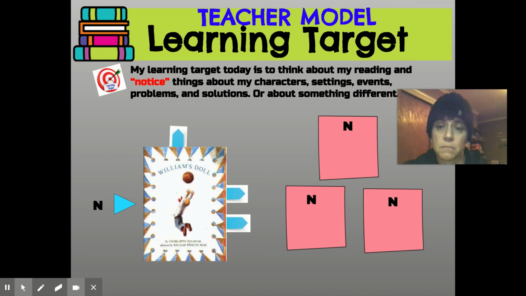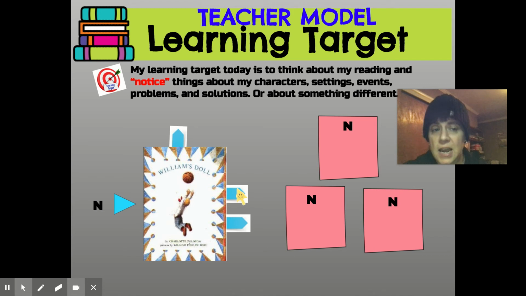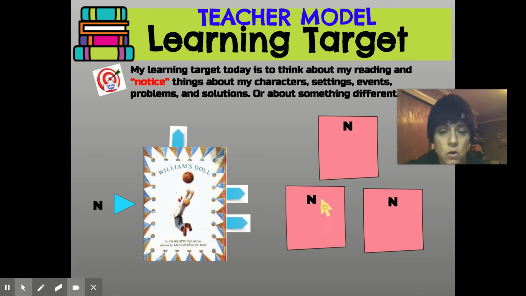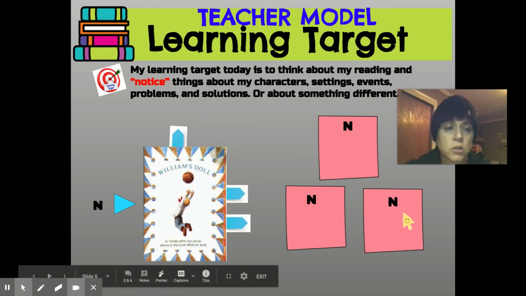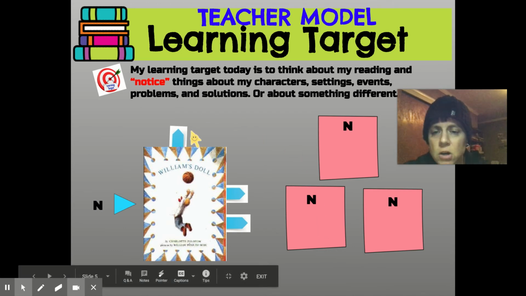Okay, so what you see first on this slide in William's Doll is there are 3 tags. Okay, so I used 3 smaller Post-its. Some of you were kind of ripping strips today. So my strips right here marked noticing 1, marked noticing 2, marked noticing 3. So I'm not doing any jotting right now. Instead, my mind is paying attention to what I'm noticing, and then I mark that page real quick with a Post-it.